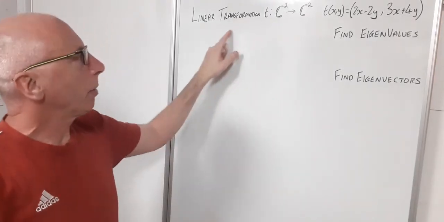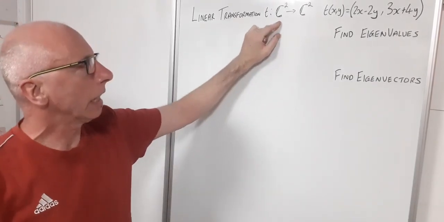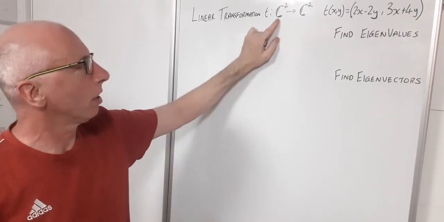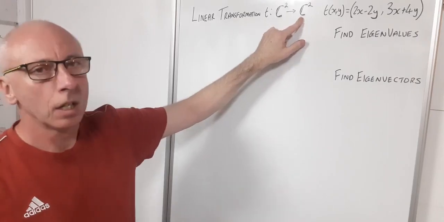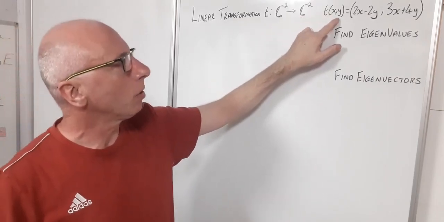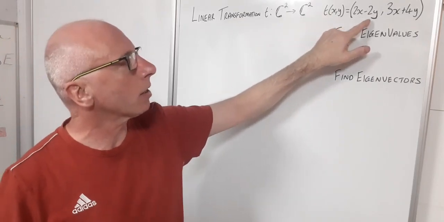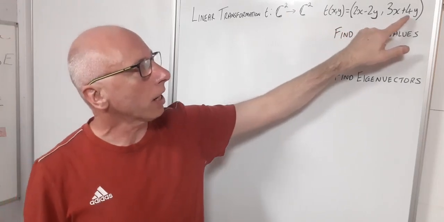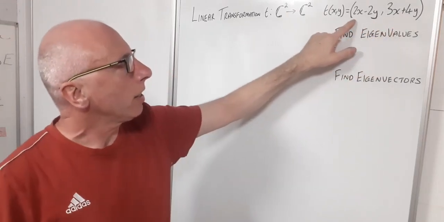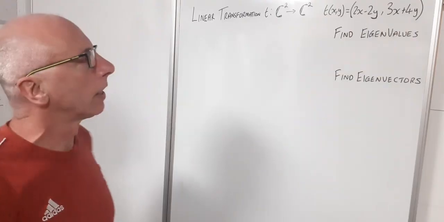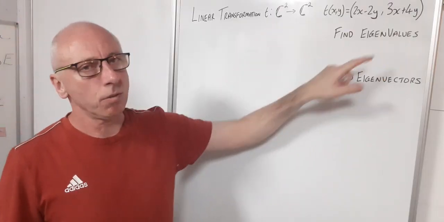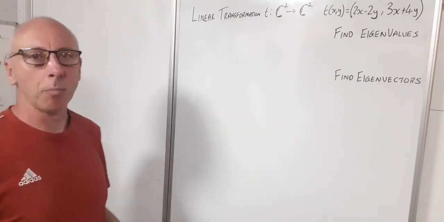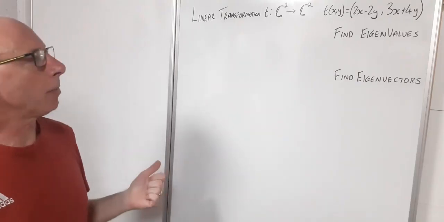So I've got a linear transformation here, known as T, from a complex two-dimensional plane to another complex two-dimensional plane. Our transformation T with regards to x and y is 2x minus 2y and 3x plus 4y, and these are all real components. The clue here says that our eigenvalues are going to be complex numbers. So let's see what happens.